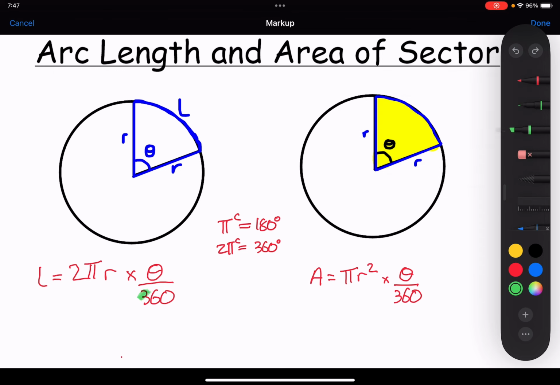Because rather than the 360 degrees here, if I instead use 2 pi radians, what we see in the formula is actually the 2 pi here and the 2 pi here cancel each other out, and we get left with a much, much simpler formula where the arc length is equal to the radius times the angle.